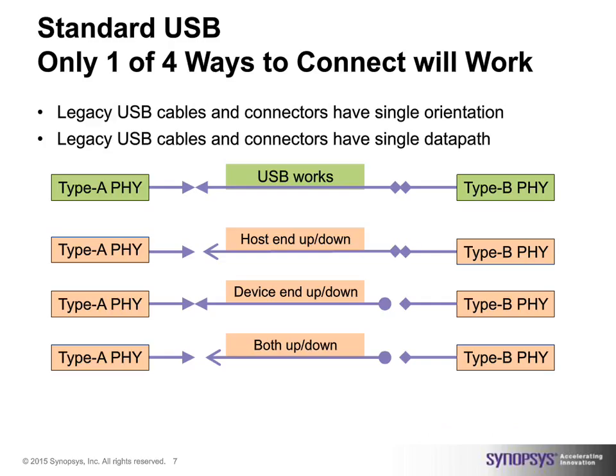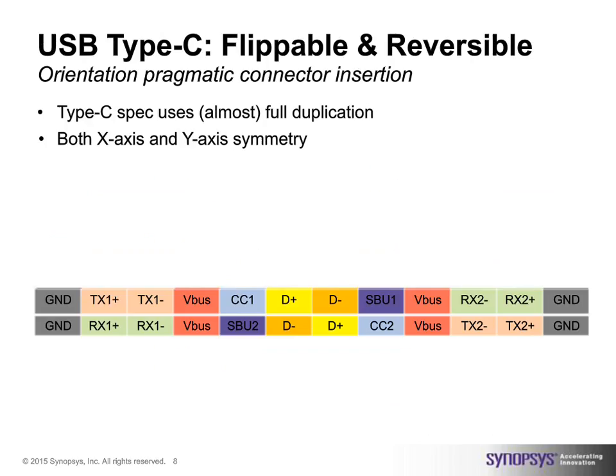So Type-C, as we said, is both flippable and reversible. It's orientation agnostic. It uses full duplication or almost full duplication with both x-axis and y-axis symmetry. If you look at this pinout, you will see that you have the grounds and the V-bus properly symmetrical. You'll have D plus, D minus, and the transmit.